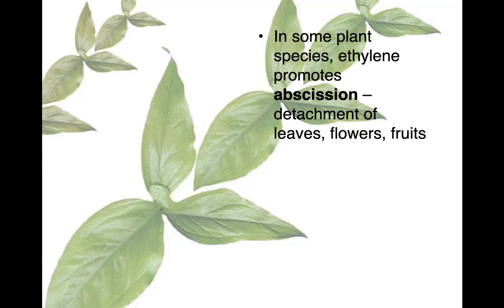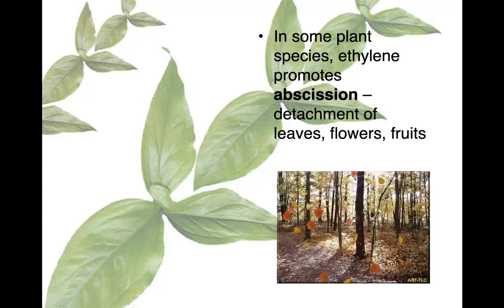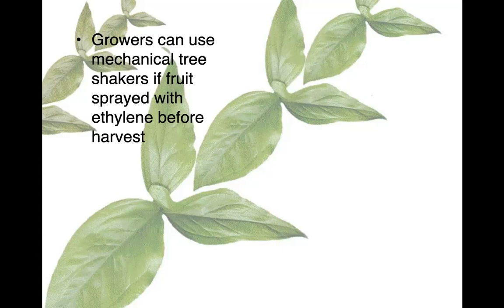In some plant species, ethylene promotes a process called abscission, which is the detachment of leaves, flowers, or fruits. So when the leaves fall during the autumn season, that is abscission. Now, this really helps farmers who grow nuts, because nuts grow in trees.